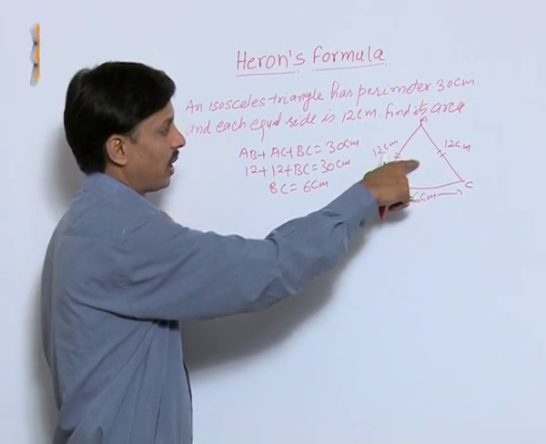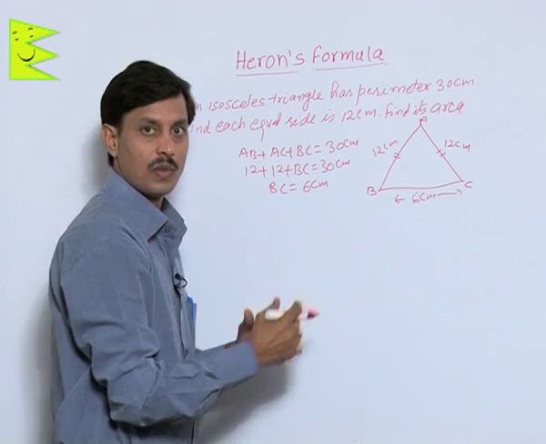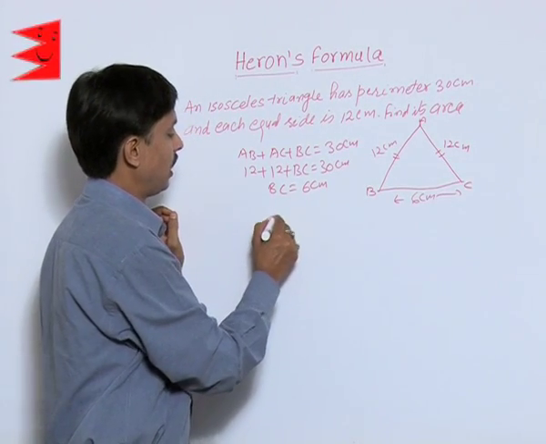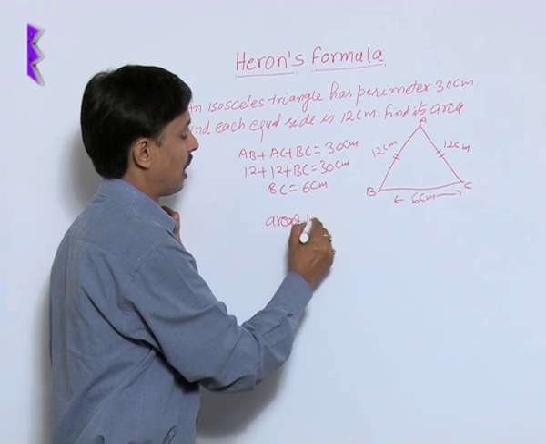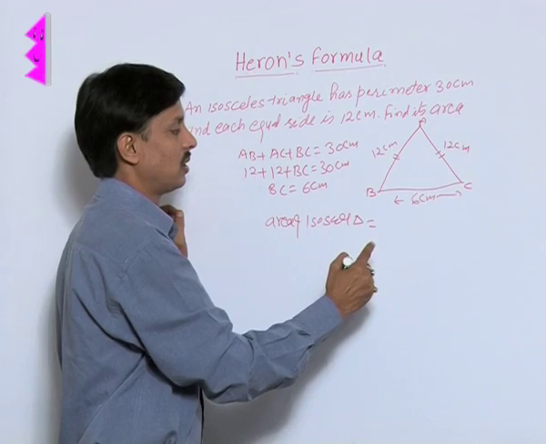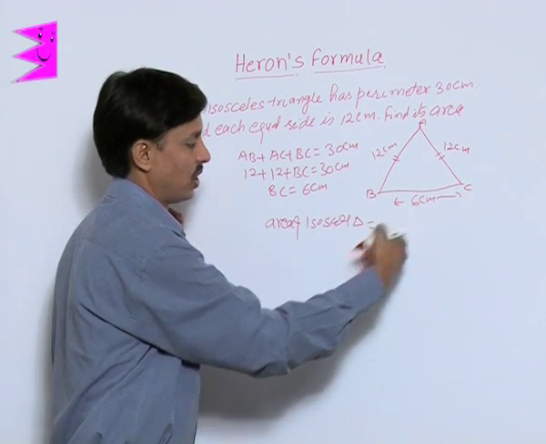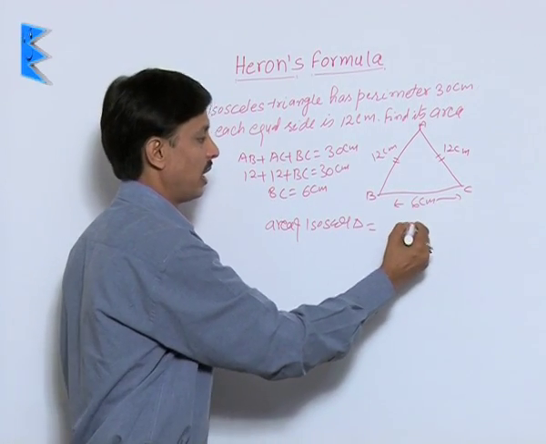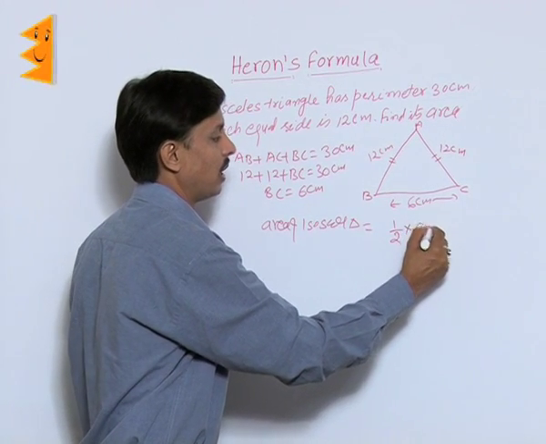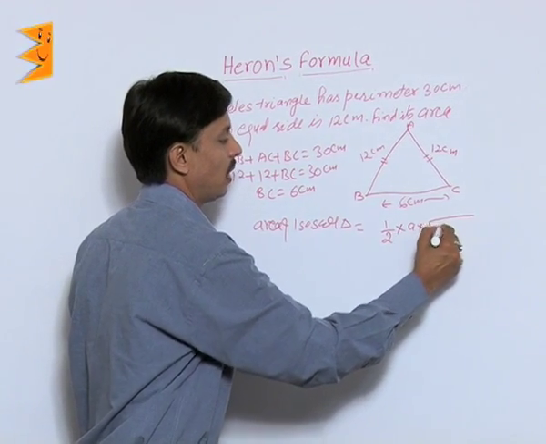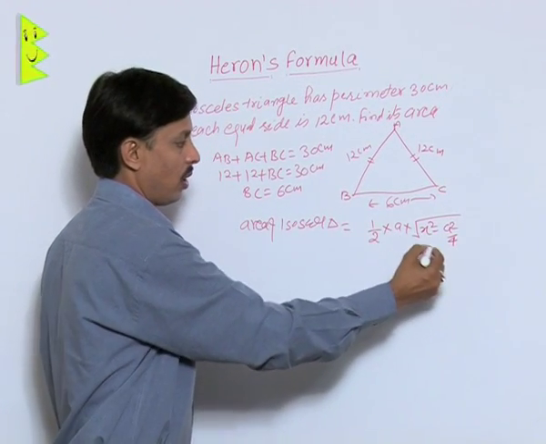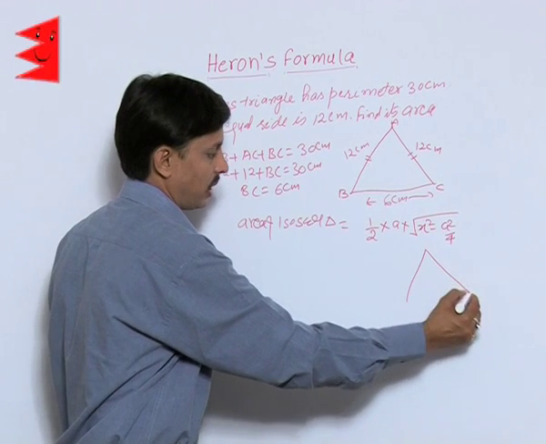Now to calculate the area of this triangle, you can apply the direct formula, that is area of isosceles triangle, if one of the side which is base is suppose A, then it is given by half A into root of x square minus A square by 4, which you can observe like this.